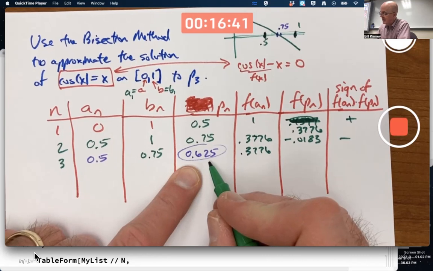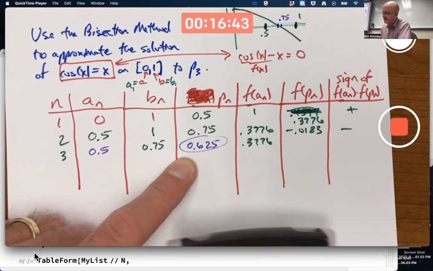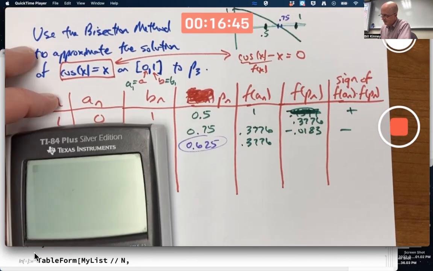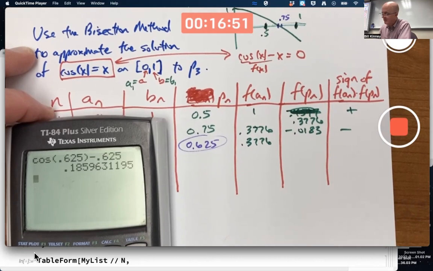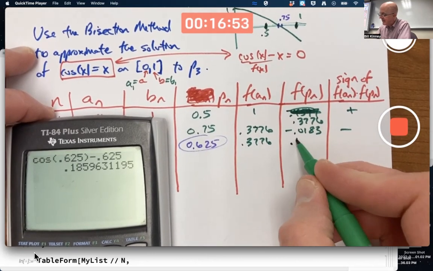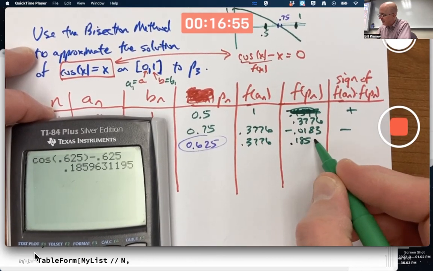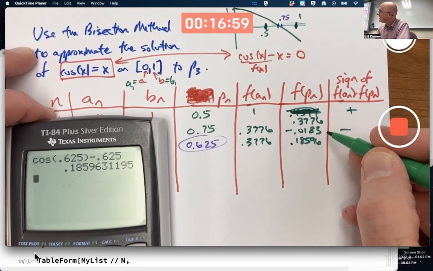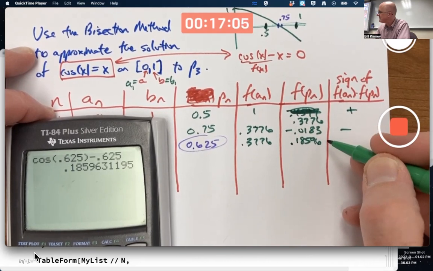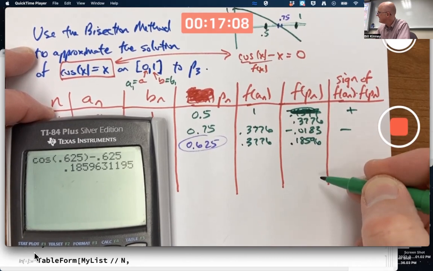F of P3 would be f of 0.625. So we would do cosine of 0.625 minus 0.625. It's positive, and it's further away from 0 than the previous function value was. Doesn't that seem kind of bad? Shouldn't these numbers be all getting closer to 0?